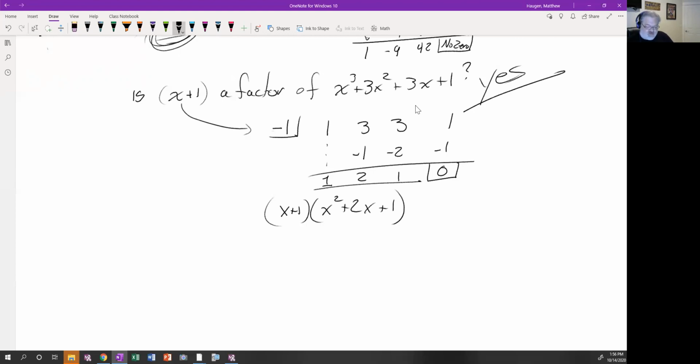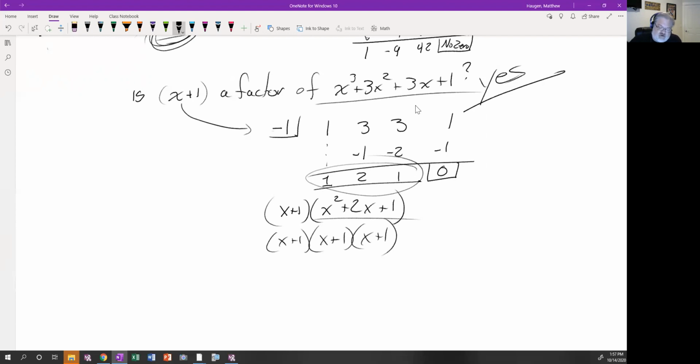So not only did we test the factor, but the fact that it broke it down told us another factor. And if we could keep doing that, we could break it down all the way. And frankly, this being a quadratic, we know how to factor quadratics. And boom, we factored the third degree polynomial. So Andy, does that answer your question about what the connection is for synthetic division?